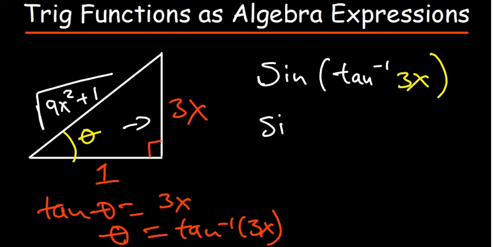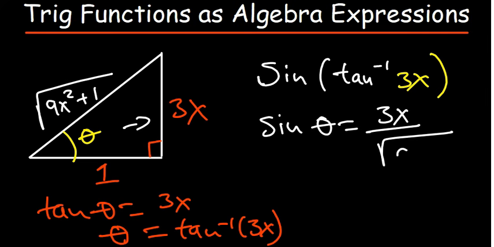So sine theta now is going to be equal to, our opposite in this case is 3x, our hypotenuse is the square root of 9x squared plus 1. Okay, so at least now we have an idea of what we're supposed to do for us to basically simplify.